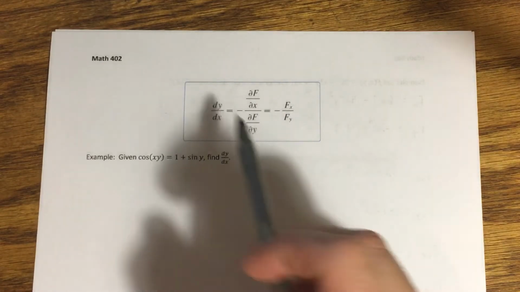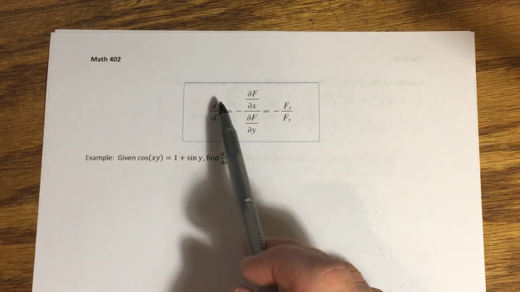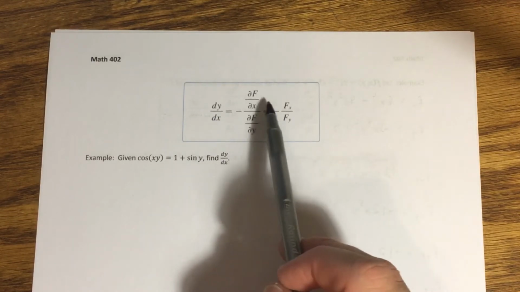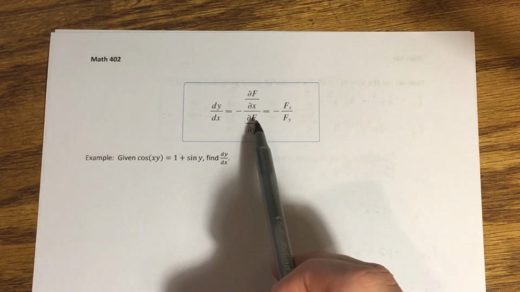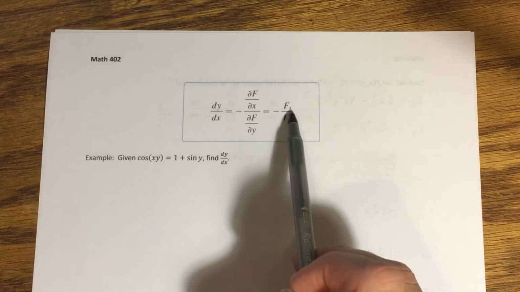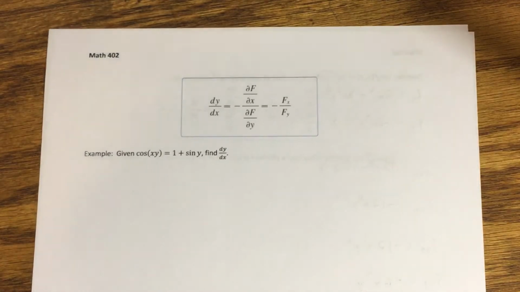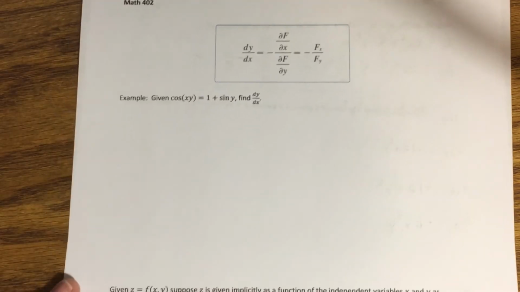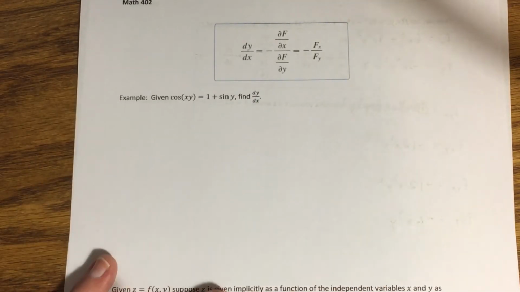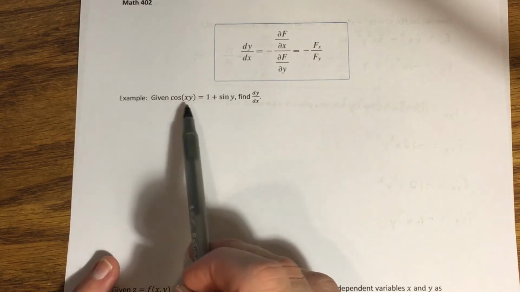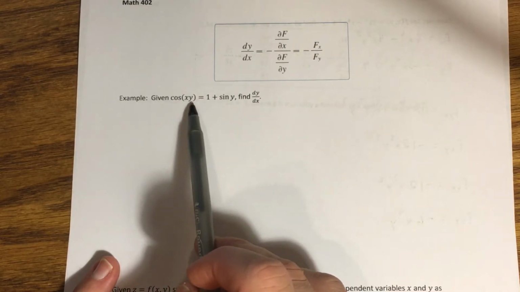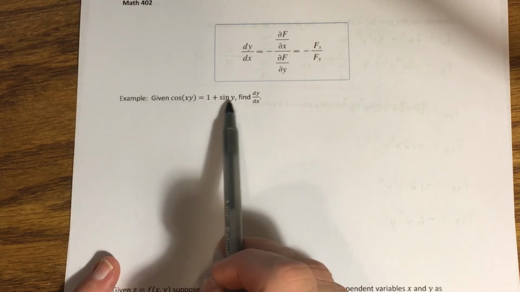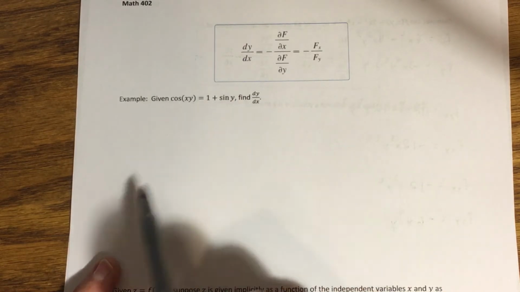And I just want to show you what we would do with this. So first of all, this is saying that dy/dx is equal to negative partial of f with respect to x over the partial of f with respect to y. This notation is just a little bit more convenient, the subscript notation. Let's see if we can do an example where we need this. We have this equation here. It's an equation, and y is understood implicitly to be a function of x. Cosine of xy equals 1 plus sine of y. Our goal is to find dy/dx.